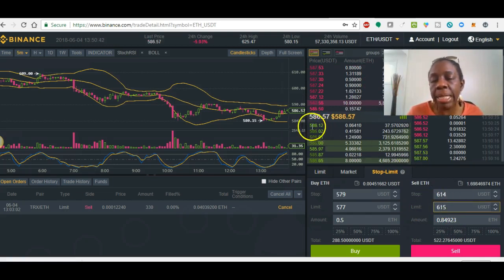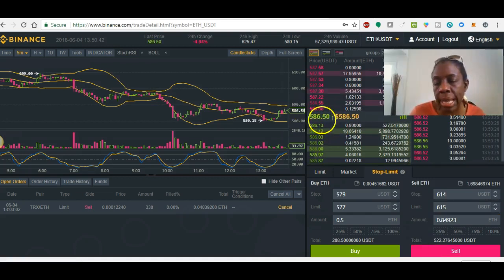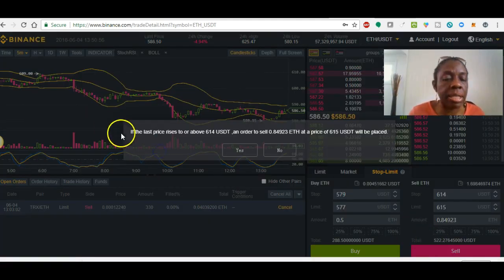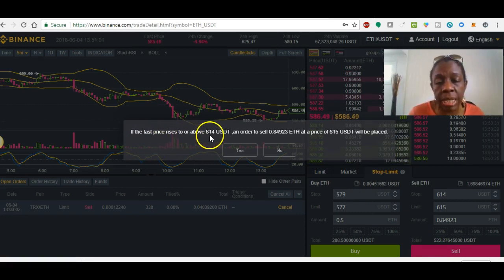If I were to sell it immediately at this price, I will not get this amount. So I want a little more than what this current price would net me. And then after doing that, I just hit the sell button, and just a last check. It says if the last price rises to or above 614, which is what I said here, set up a market order to sell this amount of Ethereum at the price that I have set. Yes, that sounds good. So I'm going to click yes.